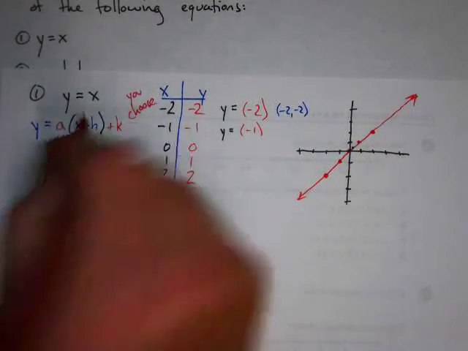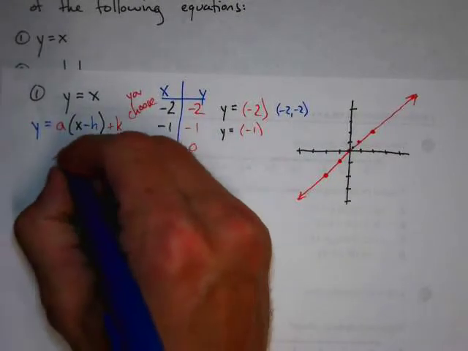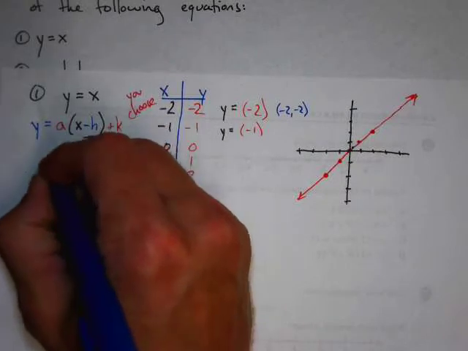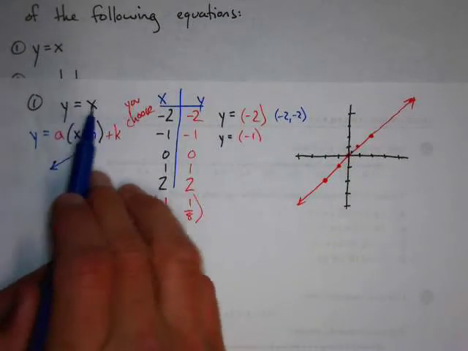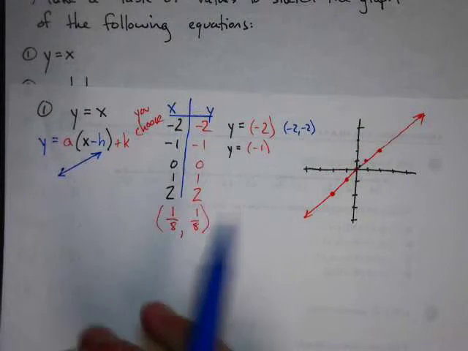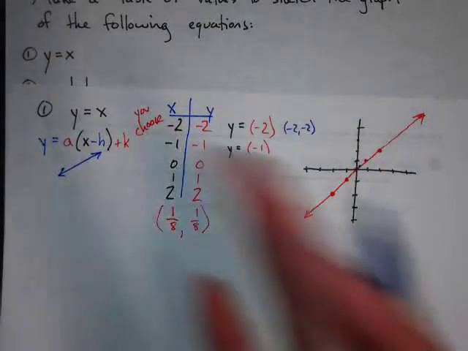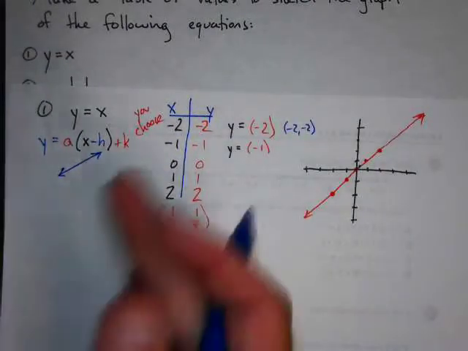Okay, so the graph is going to look the same. It's going to look like some type of straight line. So I have the basic y equals x. It looks like this. But no matter what I do to the equation, it's going to be a straight line.